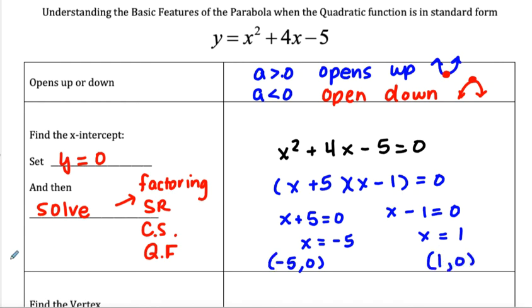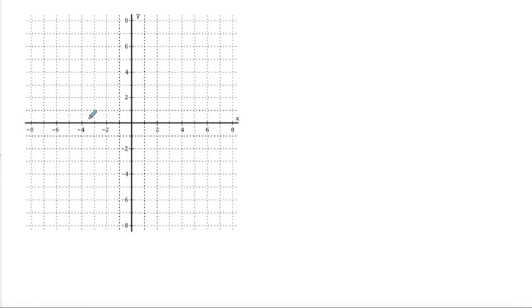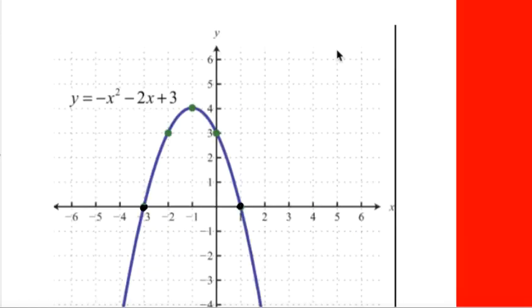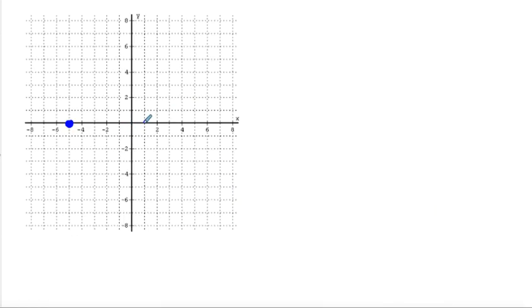If I think about that, I'm going to plot those on my graph here. So I've got (-5, 0) and (1, 0). Now, I know it opens up, so it's going to look something like this. Where would the x-coordinate of the vertex have to be? Hopefully you're saying right in the middle. The x-coordinate would be right in the middle, so that appears to be -2.